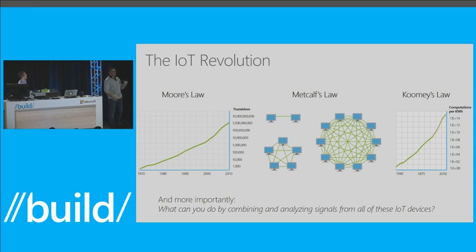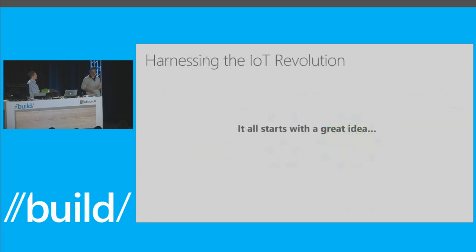Math is hard. Metcalfe's law, of course: the value of a network of devices is proportional to the square of the number of devices. All of this is what makes IoT really compelling. You are getting smaller and smaller devices that are more and more powerful, and we can now start to build these networks of devices and things, and we're going to create a lot of data and do a lot of stuff with it. So it all starts with a great idea.